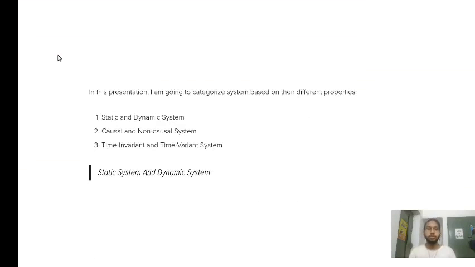So let's go through it. In this presentation, I'm going to categorize systems based on their different properties. That's my topic. First is static and dynamic system. Second is causal and non-causal system. And the third one is time invariant and time variant system.